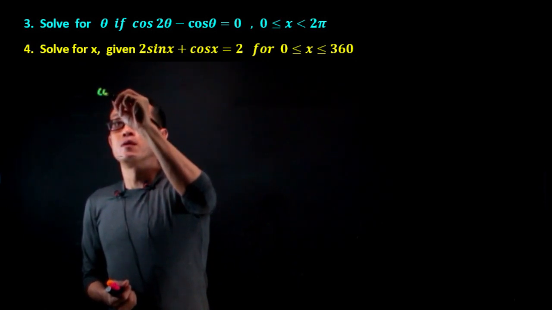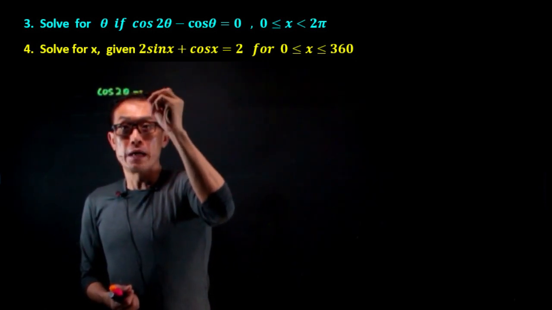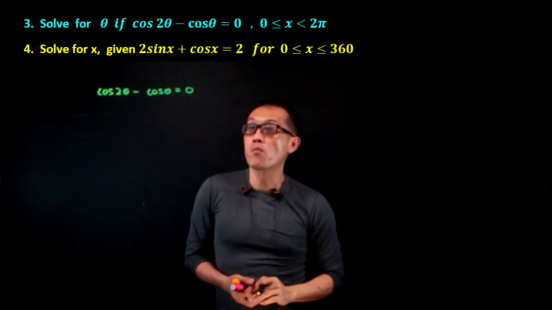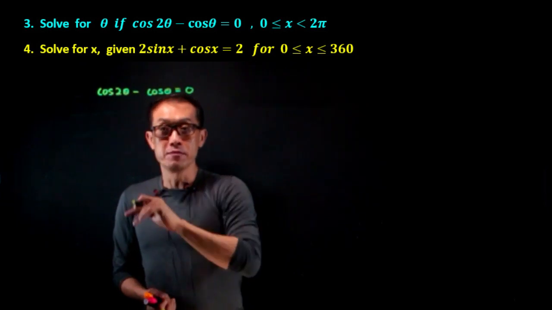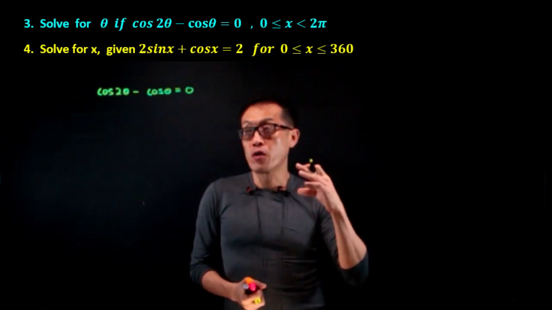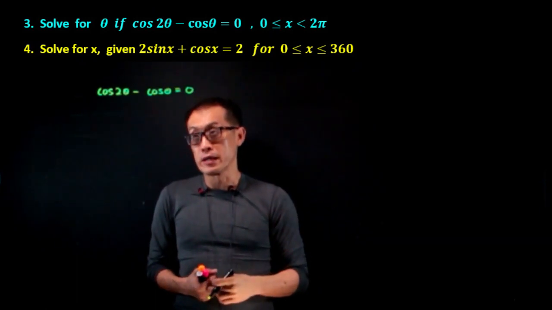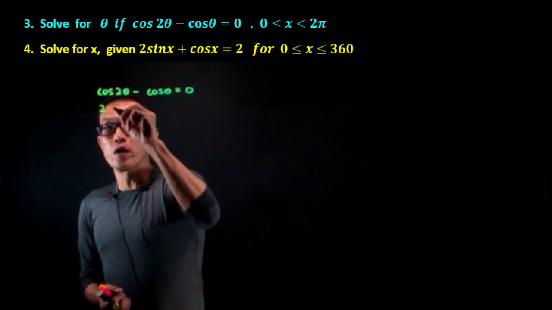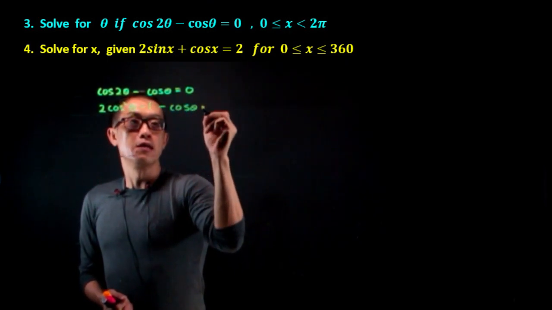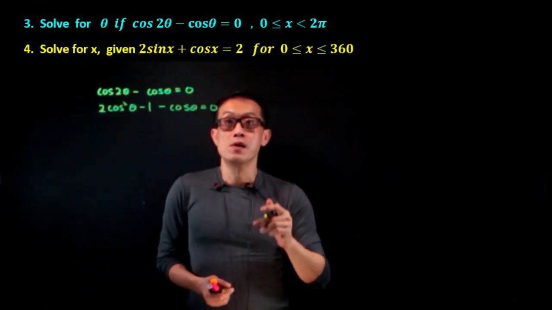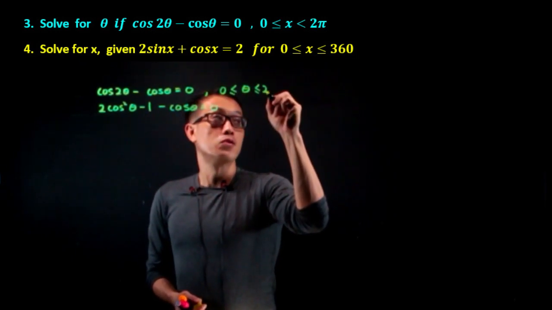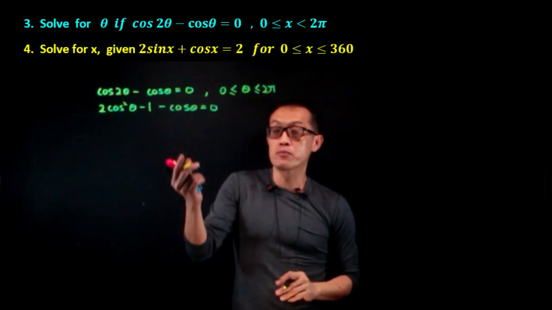Question 3, you are given cos 2 theta minus cos theta equals 0. Now, they are unlike terms, although they are related. We can use the identity cos 2 theta is equal to 2 cos squared theta minus 1. So you have 2 cos squared theta minus 1 minus cos theta equals 0. By the way, theta is between 0 and 2 pi. So we have come to a quadratic equation.